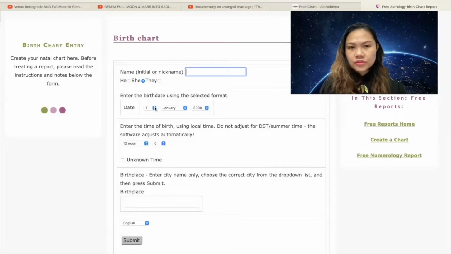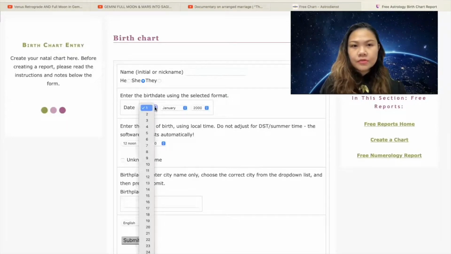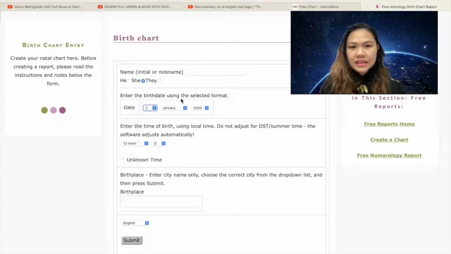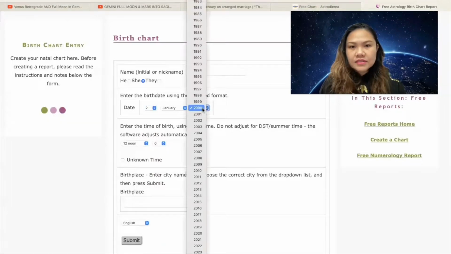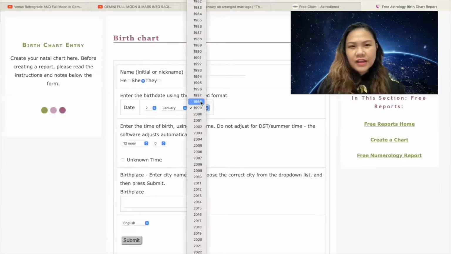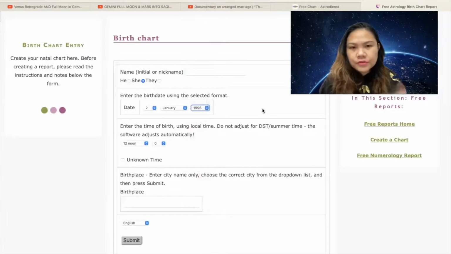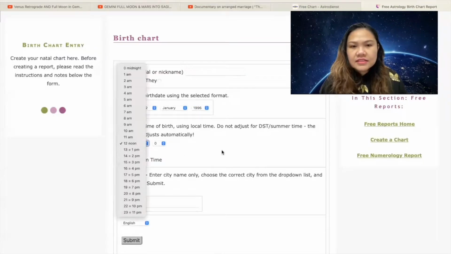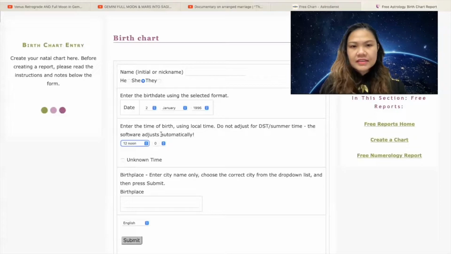But the most important thing is the birth time. For example, some person was born on the 2nd of January 1995. Whatever, I just put in random information, so don't care about this. You just put in the day of your birth, the month of your birth, and the year of your birth. And then this is the very important thing: the exact time of your birth.